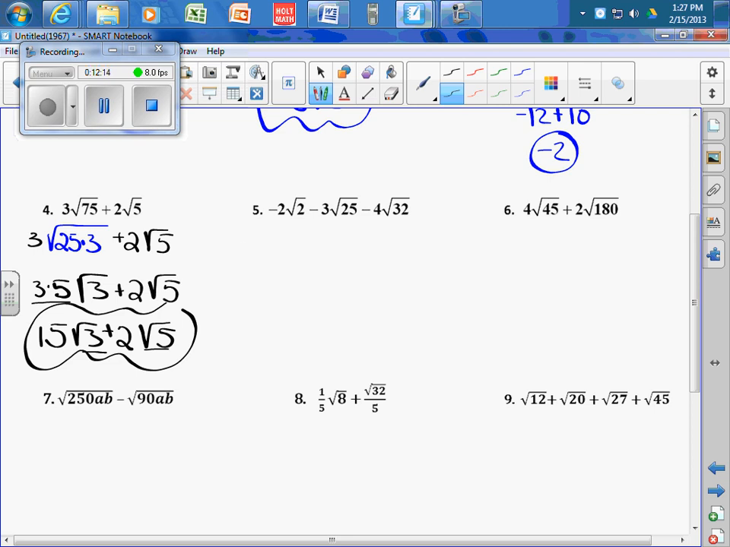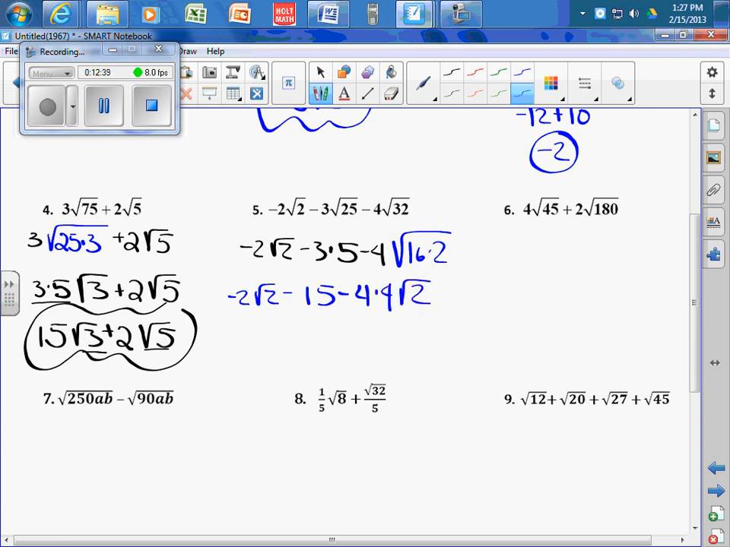In number 5, I have negative 2 radical 2 minus 3 times 5 minus 4 times radical 32, which would be radical 16 times 2. Negative 2 radical 2 minus 3 times 5 is 15 minus 4 times 4 radical 2. Negative 2 radical 2 minus 15 minus 16 radical 2. Negative 2 radical 2 minus 16 radical 2 is negative 18 radical 2 minus 15. Final answer.